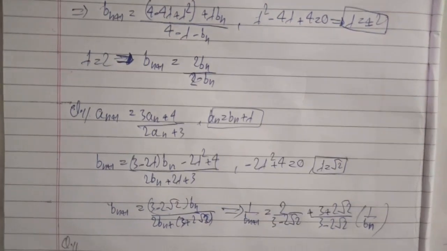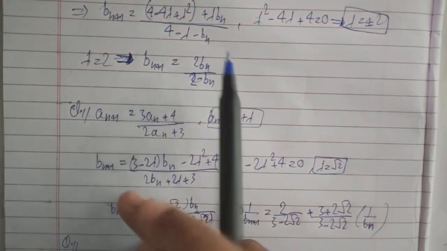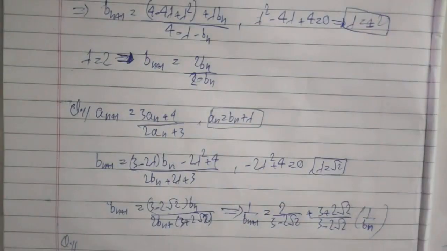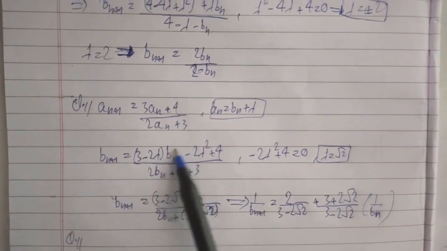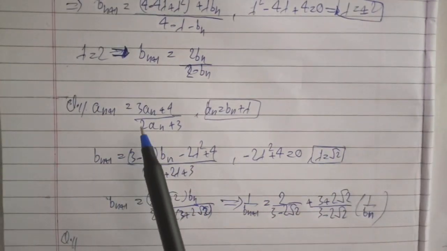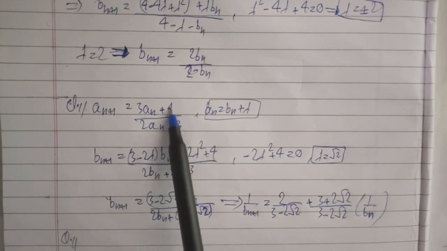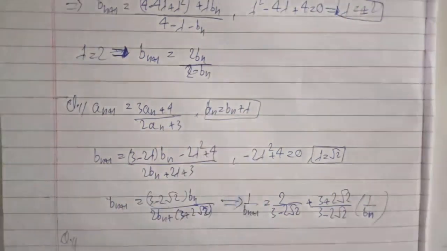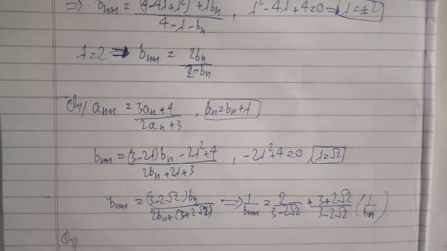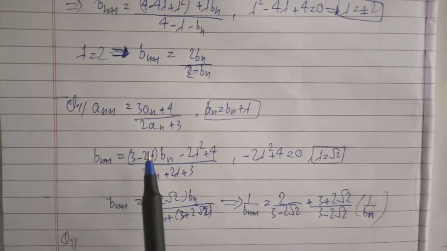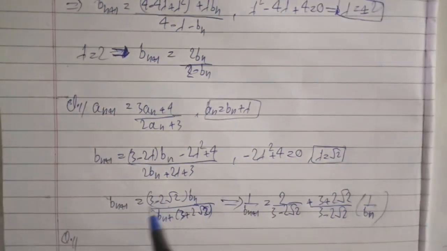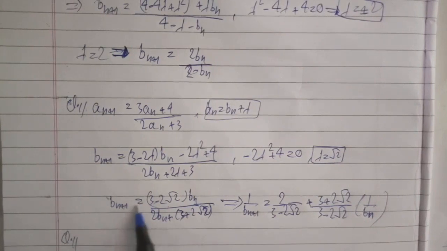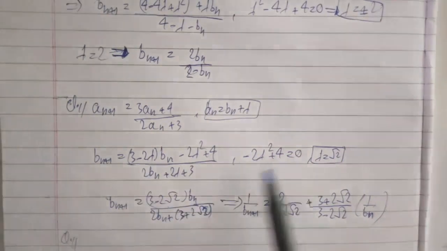Now for practice, we can take one more example like this: a_{n+1} = (3a_n + 4)/(2a_n + 3). Obviously we will try to convert it to the form we know. We have to get rid of this constant plus 4 in the numerator. We can let a_n equal b_n plus lambda, or in other words we can define a new sequence b_n to be a_n minus some constant lambda. After doing some routine algebra, we will get b_{n+1} equal to 3 minus and some weird stuff.